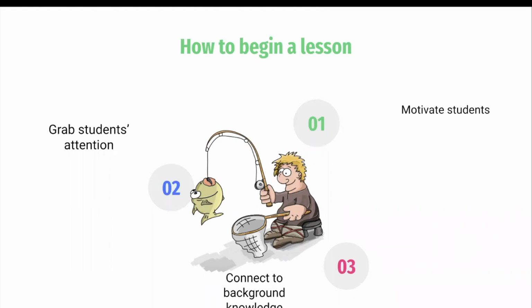You want to make sure that when you begin a lesson, you're motivating the students, you're hooking them. That's why I have this illustration of someone fishing. You're grabbing the student's attention and you're connecting to their background knowledge.